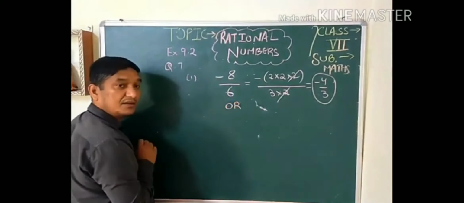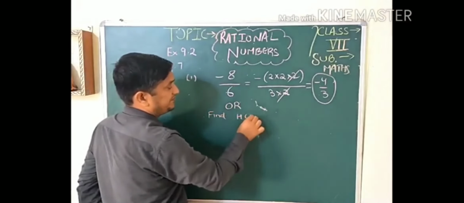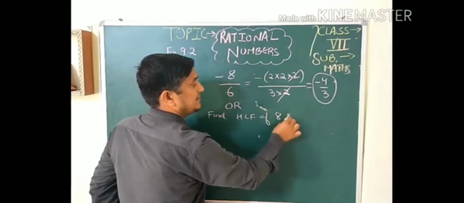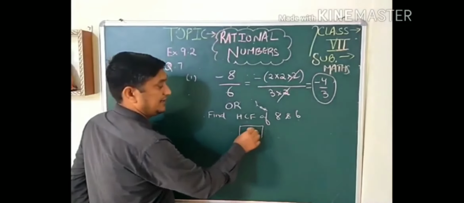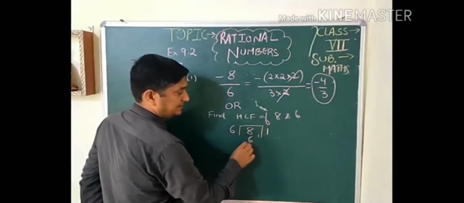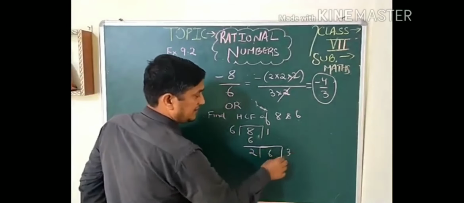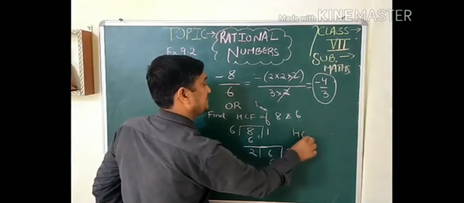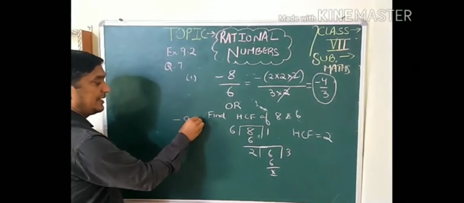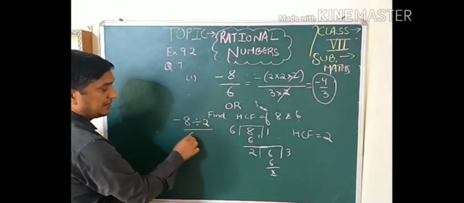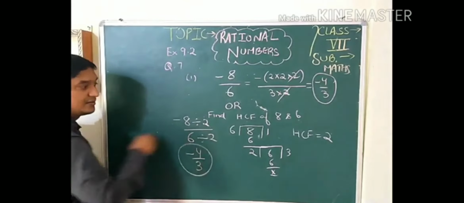Or you have to find the HCF of 8 and 6. So what is the HCF of 8 and 6? 6 ones are 6, 2 is the remainder. Then 2 threes are 6. HCF is 2. Now you can divide this 8 by the HCF 2 and this 6 by the HCF 2. It becomes minus 4 by 3.